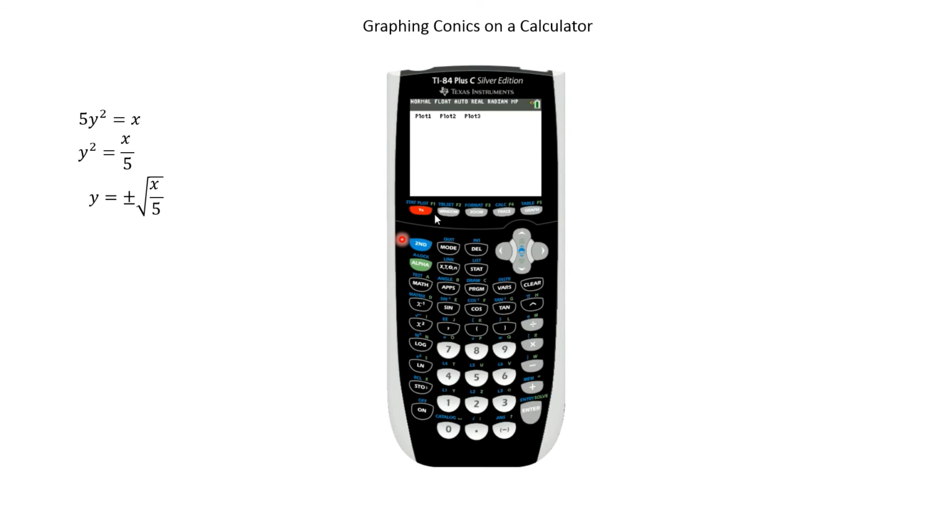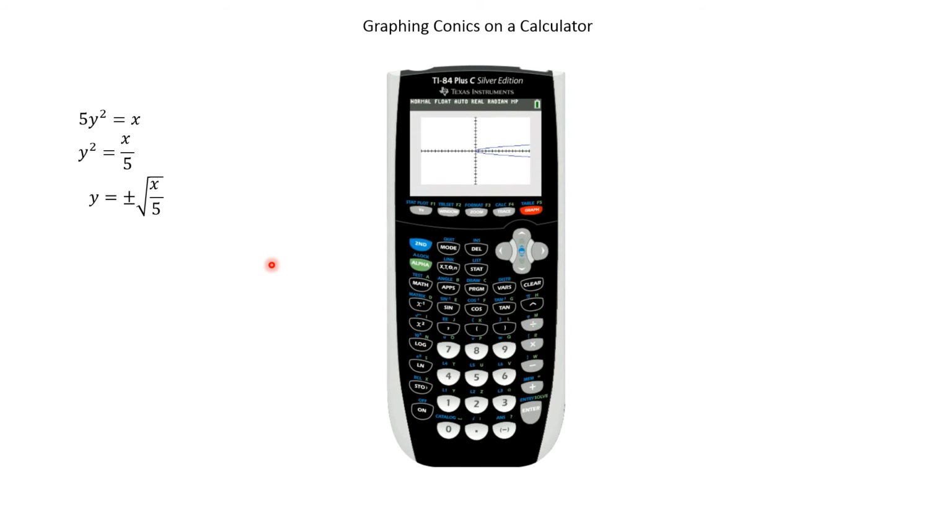So, go back into y equals. Hey, we already have this. We already have the square root. We just need to delete the stuff inside the square root and put x over 5. Makes it a bit easier. So x divided by 5, and we can graph. And we get that piece, the positive piece, and the negative piece.